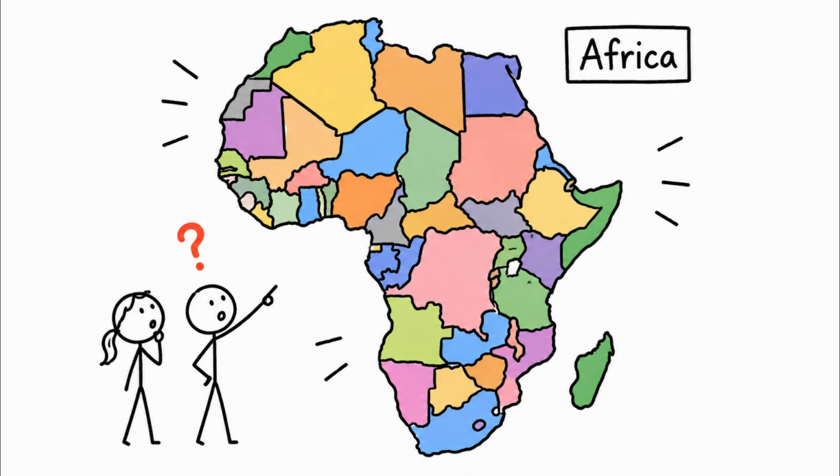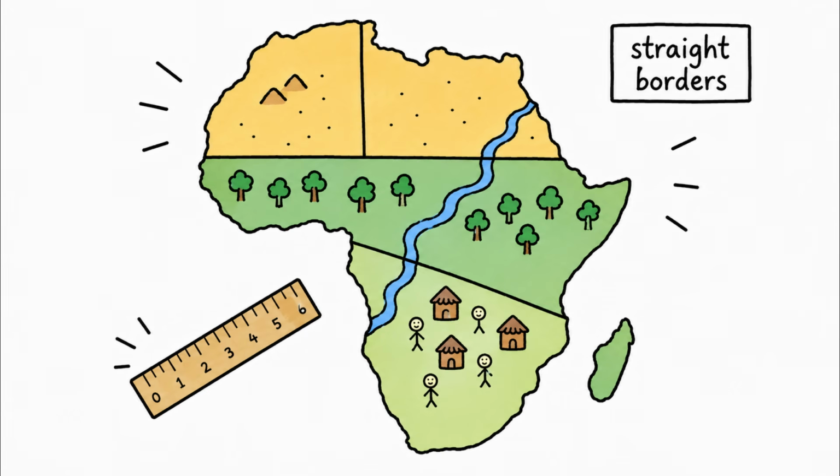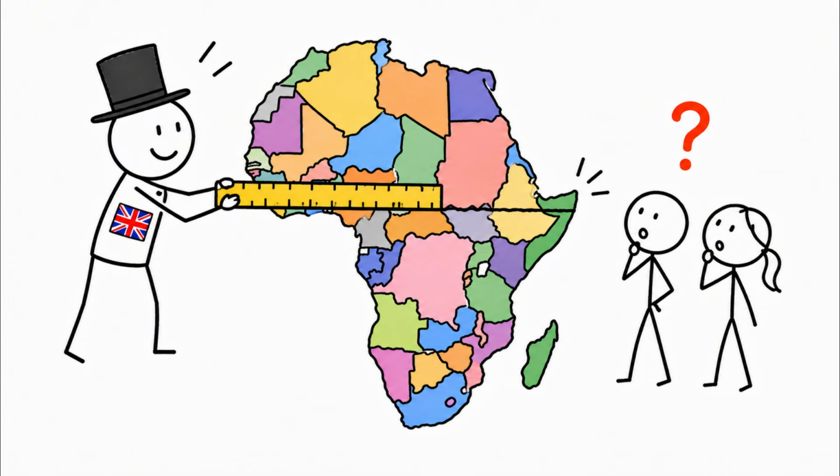Look at a political map of Africa, and something immediately stands out. Many borders are astonishingly straight. They cut across deserts, forests, rivers, and communities as though someone placed a ruler on the continent and drew a line. In many cases, that is not far from what happened. So, why are Africa's borders so straight?